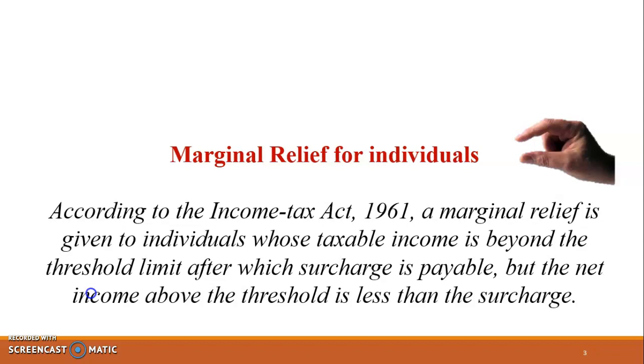So this statement says that in case the individual is earning taxable income, also known as total income or net income, which is equal to gross total income minus deductions under section 80C to 80U, and it is beyond the threshold limit after which surcharge is payable, then relief is given in case the net income above the threshold limit is less than the surcharge.